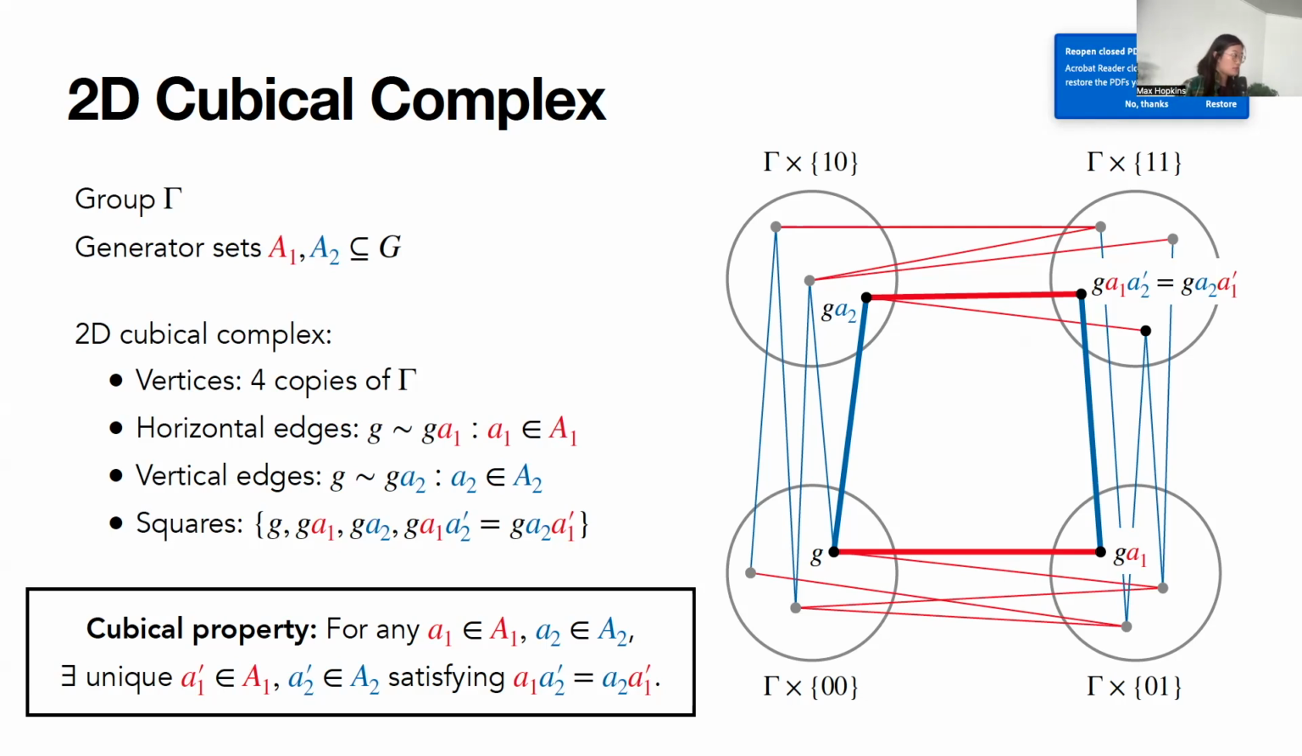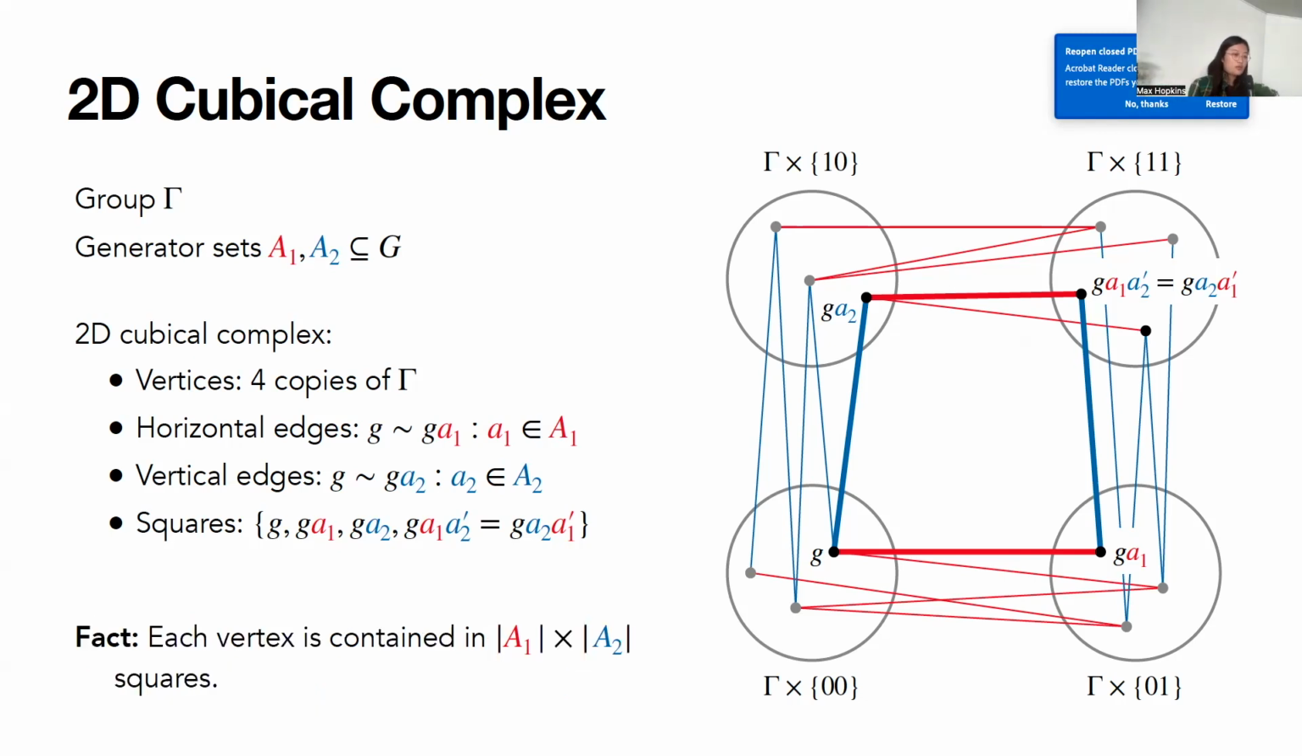Okay, so let's talk about degree. If you start with any element G in the bottom left, there's capital A1 number of ways to choose the left direction, and capital A2 ways to choose the vertical direction. For each pair of directions, there's a unique way to complete the square. That's what the cubical property says. And so as a corollary, every vertex is contained in A1 times A2 number of squares. I said this all for the bottom left, but it doesn't really matter which side you start with. Again, we're going to assume that A1 is equal to A1 inverse and A2 is equal to A2 inverse, so it's really symmetrical no matter where you start.